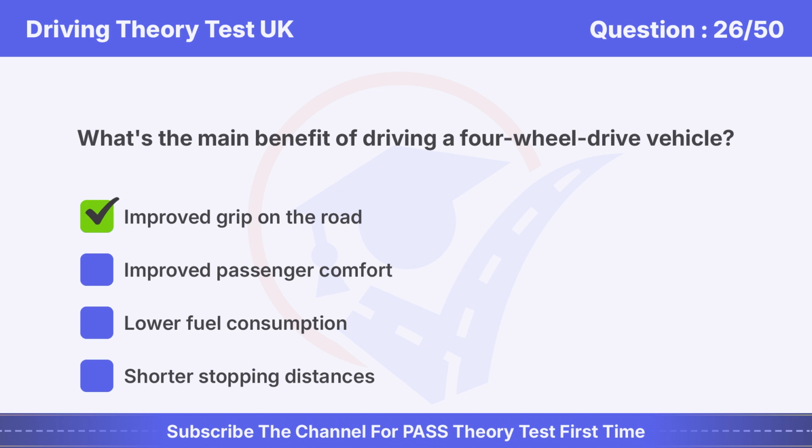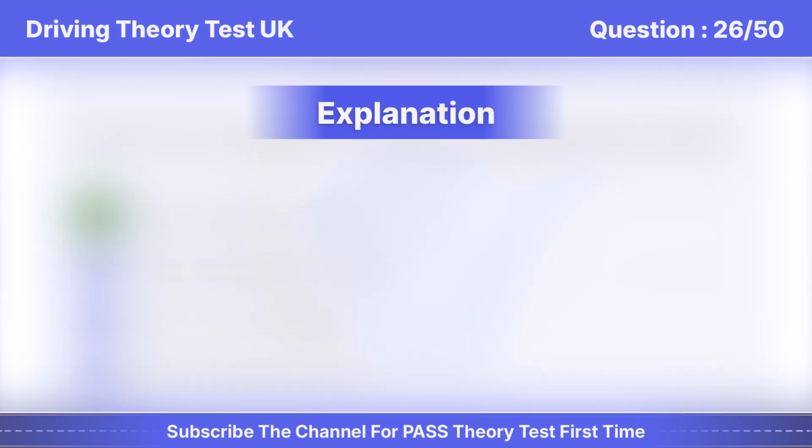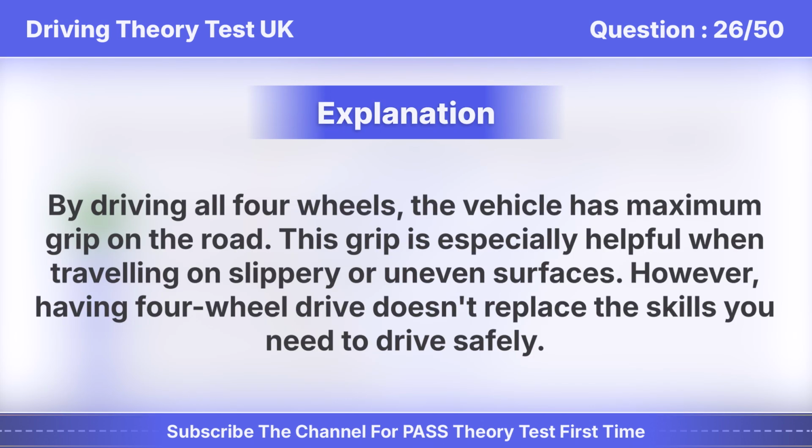Answer is A. Improved grip on the road. By driving all four wheels, the vehicle has maximum grip on the road. This grip is especially helpful when traveling on slippery or uneven surfaces. However, having four-wheel drive doesn't replace the skills you need to drive safely.